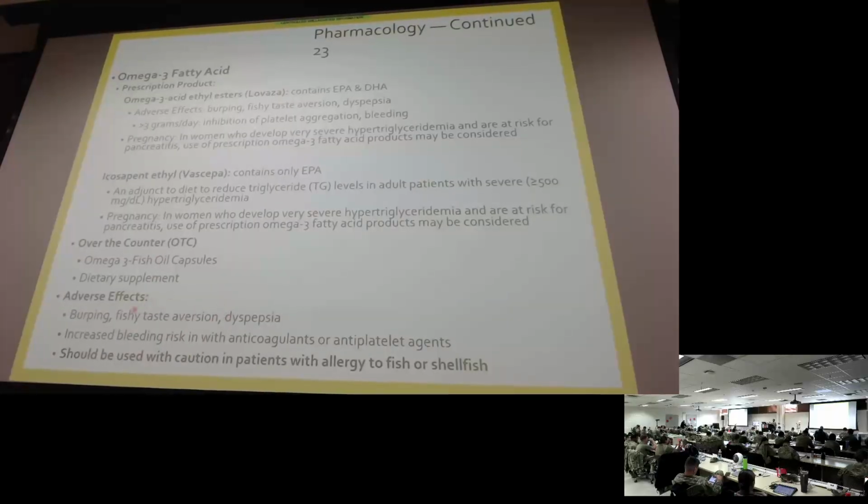These are good for you to remember for this entire slide. Be cautious in the patients who have fish or shellfish allergies because they can potentially have a cross reaction, okay? So just make sure: fish, shellfish, cross reaction.